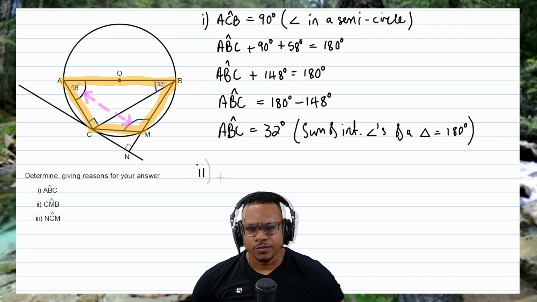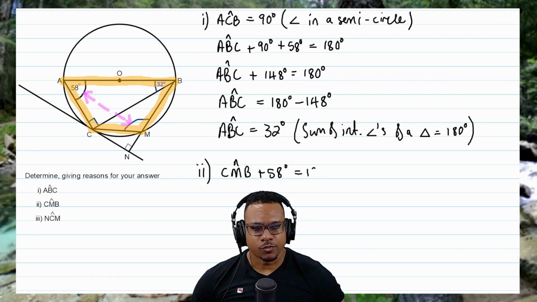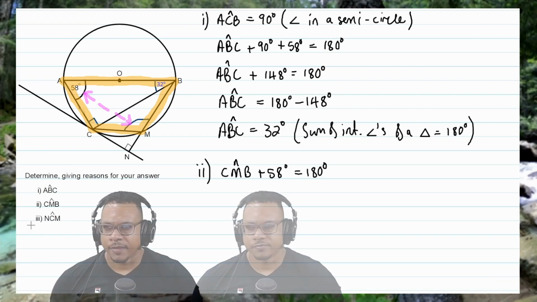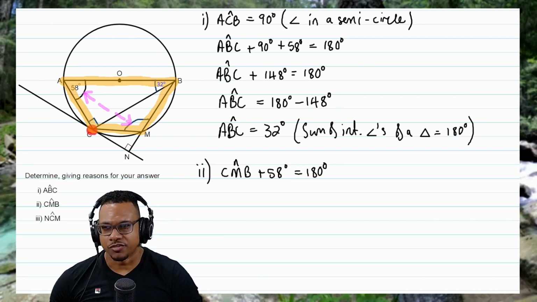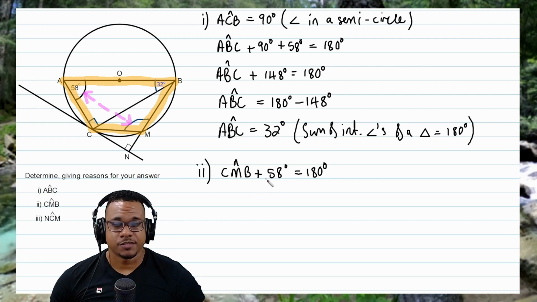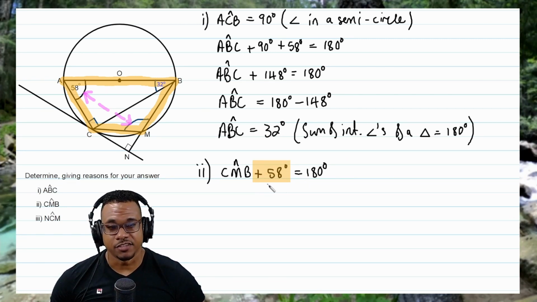So for part 2, I'll have angle CMB plus 58 degrees is equal to 180 degrees. And that's because this 58 degrees is opposite to angle CMB. And this is a cyclic quadrilateral. So I'll transfer this positive 58 degrees across to the right hand side. It will turn to negative 58 degrees.